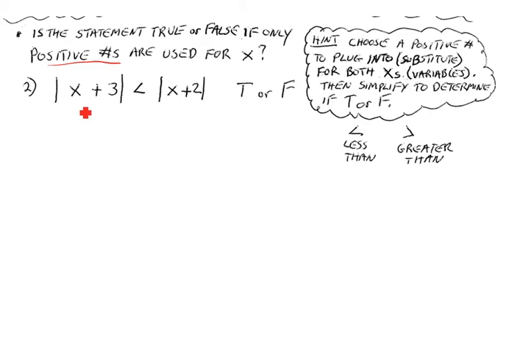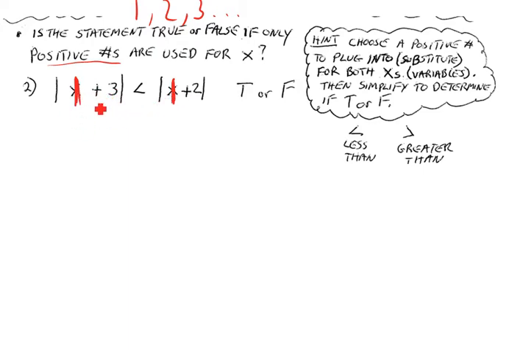So let's put a positive number in here for x to see if it's true. For example, let's say I put in the number 1. Any positive number will do, like 1, 2, 3. So I'm going to choose just the number 1. If I put a 1 in there, I have the absolute value of 1. Now I have to do it to both, because they're both x, so they're both 1.